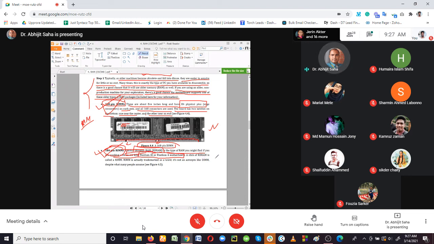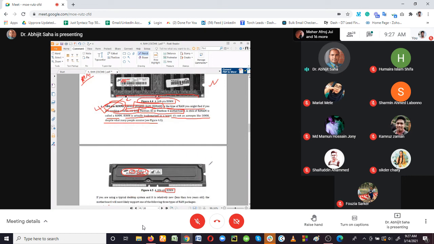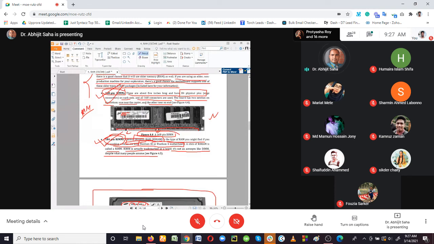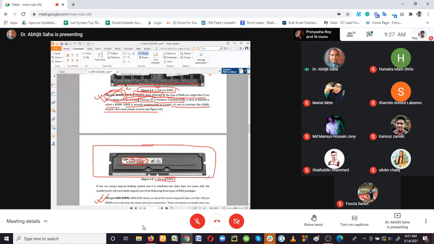A stick of RDRAM is called a RIM. RIM is actually a trademark word. It is not an acronym like DIMM, despite what many people assume. So you can see this is a RIM RAM. The look is different from the other one, because this RAM has something on top of it. The body you are seeing is actually known as the heat sink.